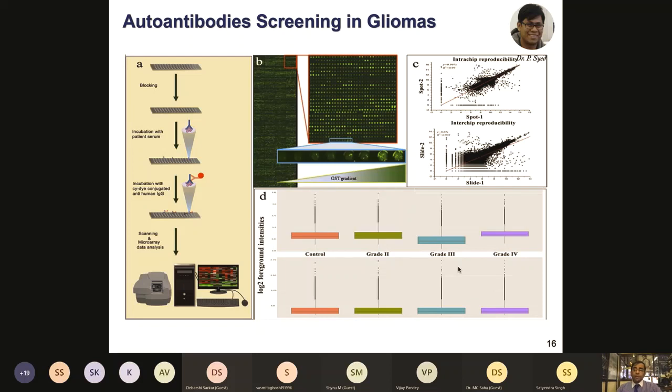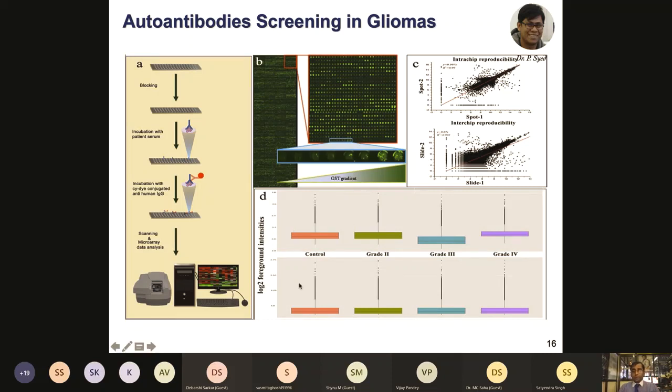But now to come to the actual project. We thought to use these arrays after doing many of the QC checks. Dr. Parvez Sayyed was one of the postdocs at that time. He did this work on the glioma patients, and they looked into all the intra-chip and inter-chip reproducibility, and now we had a big project of 200 patients to screen.